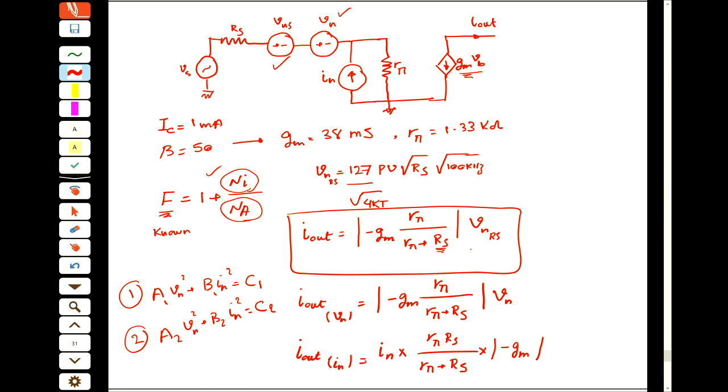This C actually comes from this formula. You know this value, and this NA is based on In squared and Vn squared. It's a two unknown equation, two parameters. Clear?